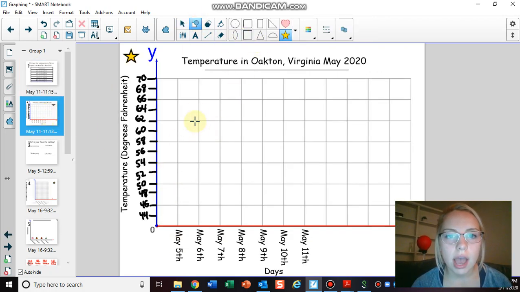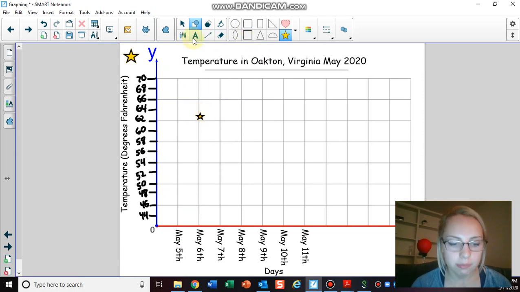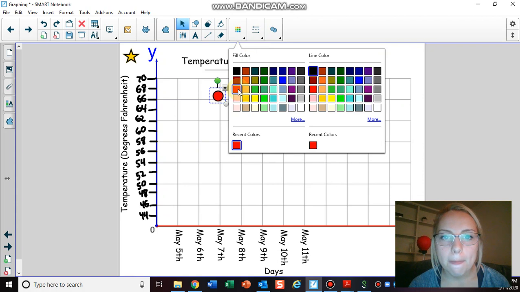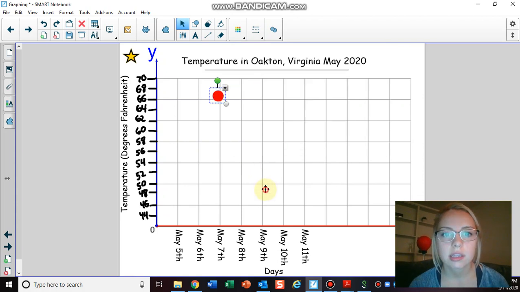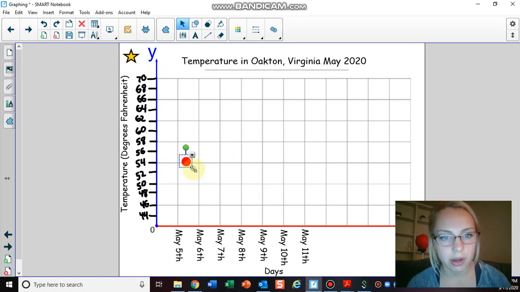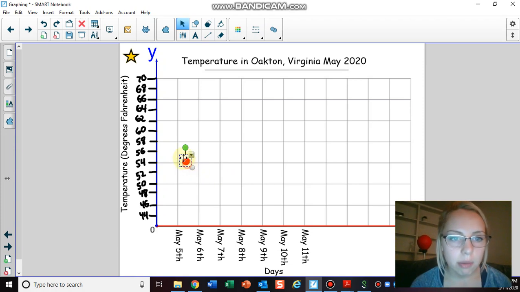We're going to get our line tool, or I'm sorry, our circle tool. We're going to make all of these little red dots. We'll make it a little smaller. Perfect. And we're going to put this right along 58. So let's over here find 58 and line that up with our May 5th date.